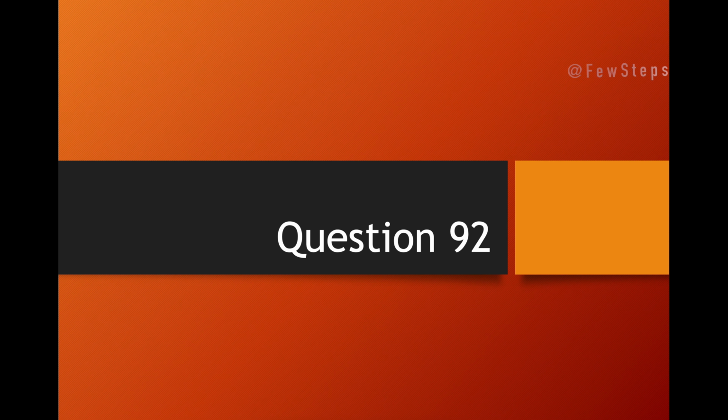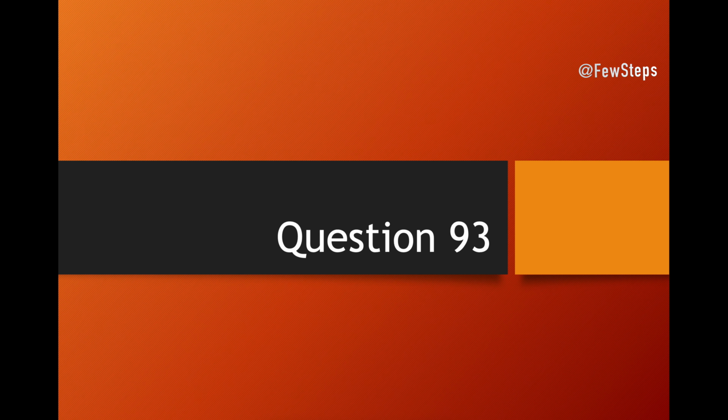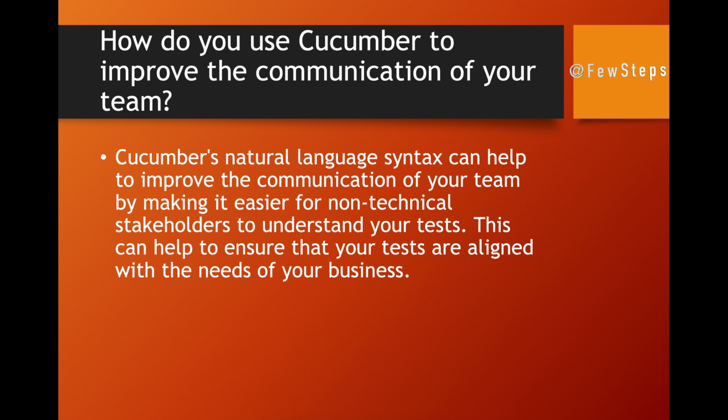Question 92. How do you use Cucumber to improve the collaboration of your team? Cucumber can help to improve the collaboration between testers and developers by providing a common language for discussing tests. This can help to break down the silos between these two groups and to improve the overall quality of your software.